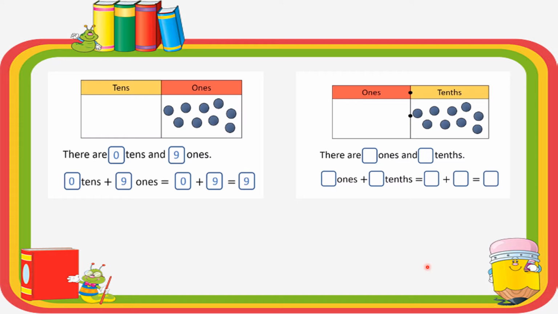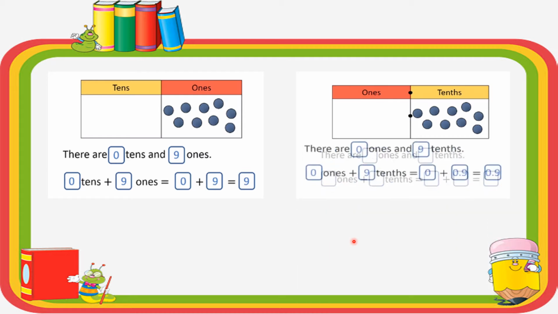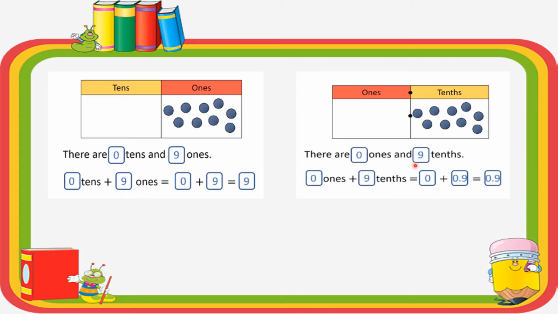Here is another place value grid. This time around it's ones and tenths. How many tenths do we have? Let's count. 1, 2, 3, 4, 5, 6, 7, 8, 9. We still have 9 tenths, and how many ones? No ones. So this is going to be represented as 0 ones and 9 tenths. So 0 ones plus 9 tenths is equal to 0 plus 0.9. Remember, 9 tenths is the same in fraction as 9 out of 10, and as a decimal, 0.9. So 0 plus 0.9 gives us 0.9.